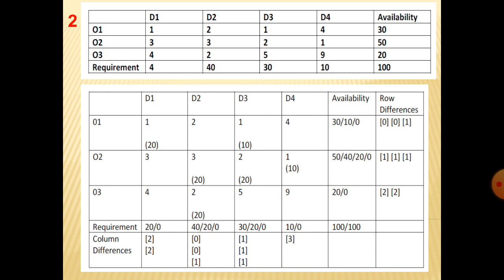You make a difference, that is a 0. Now minimum value is 1. Next minimum value is 2. Write down the difference, that is a 1. Next, first minimum value is 2. What is the next minimum value? It is 4. That is 2. Row difference is over. Now you come to the column difference.